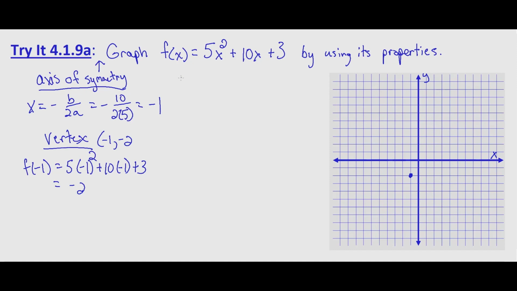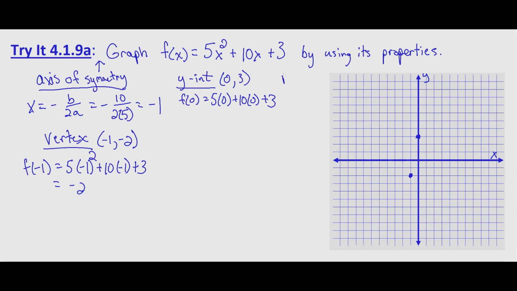We'll go ahead and start with our y-intercept. That's when x equals 0, so f of 0 equals 5 times 0 plus 10 times 0 plus 3. So our y-intercept is at 0, 3. So 0, 1, 2, 3.